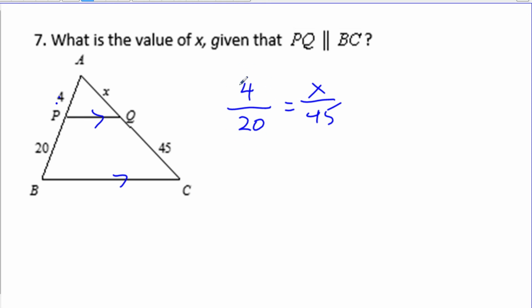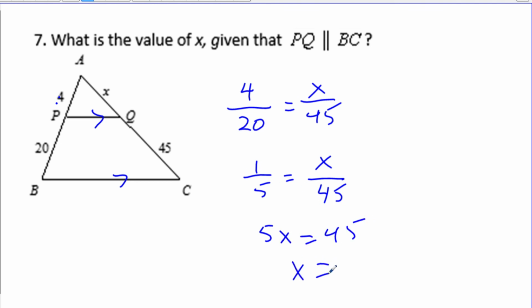So I'm going to save myself a little bit of work. 4 over 20 is really just 1/5, right? Instead of spreading around a gigantic 20. Okay, this will be a little bit easier. So this really says 5x, and when I go this way, I get 45, and so it looks like x has to be 9, right?